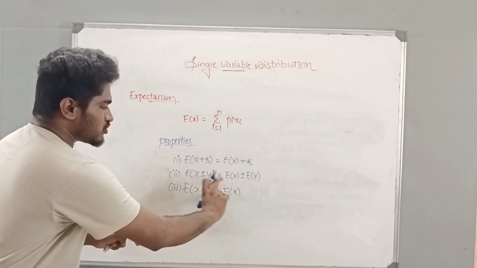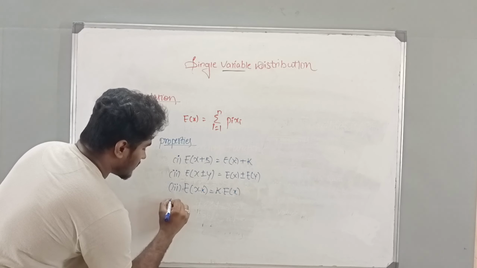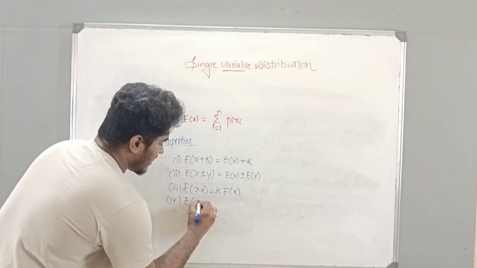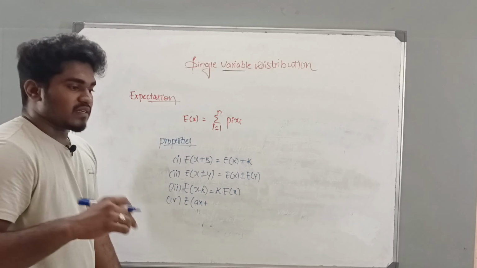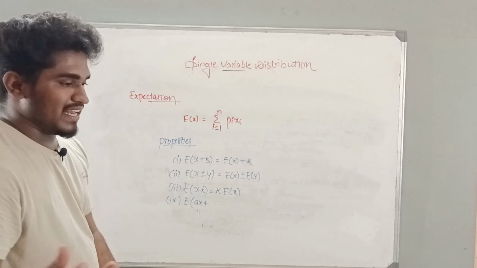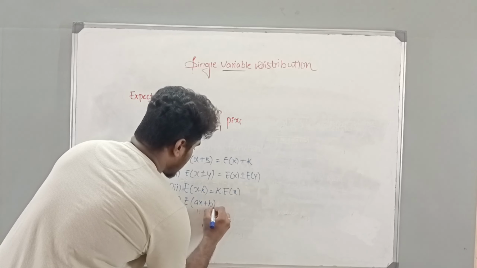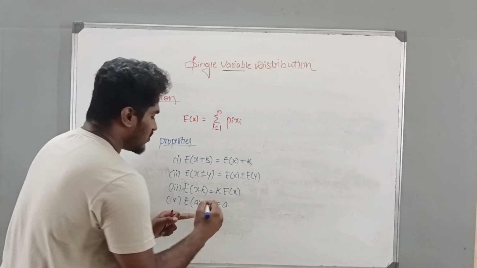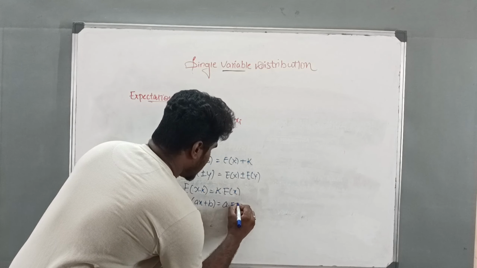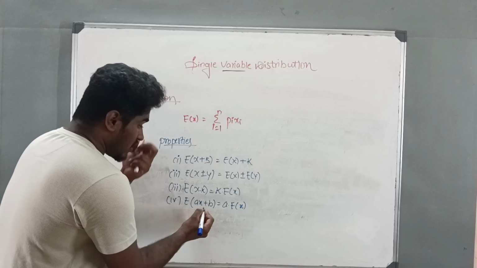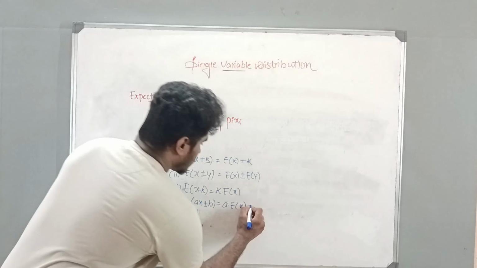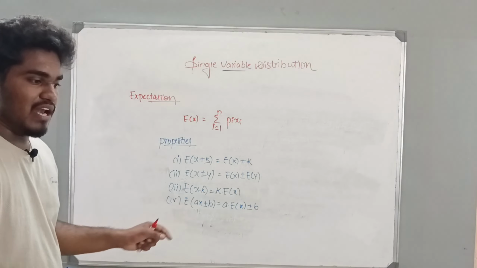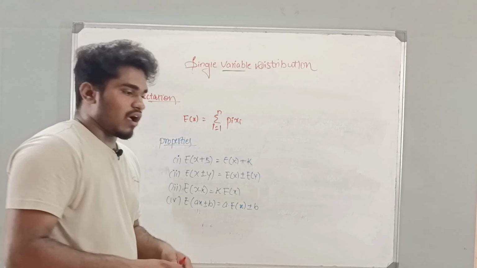If we combine these two properties, let me take an example of E of ax plus b, where b might be any constant. In this situation you have to multiply the a value with the expected value of x, either plus or minus, and then you are going to add this b value. So this is one more property.